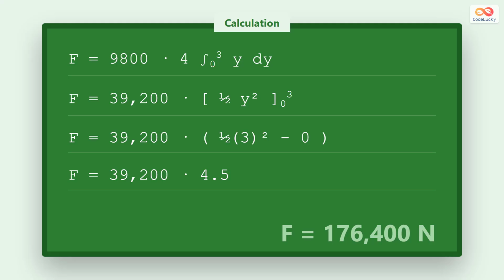Now we perform the calculus. We pull the constants 9,800 out to the front. We are left integrating y dy from 0 to 3. The integral of y is 1/2 y squared. We evaluate this from 0 to 3. Plugging in the limits, we get 1/2 of 3 squared, which is 4.5. Multiplying all our numbers together, the total force comes out to 176,400 newtons.